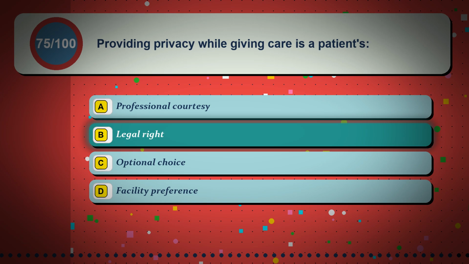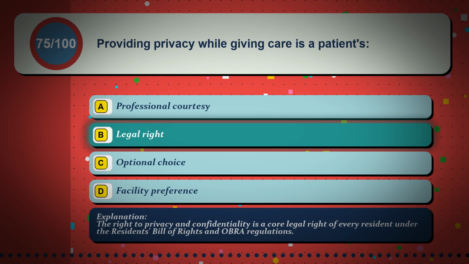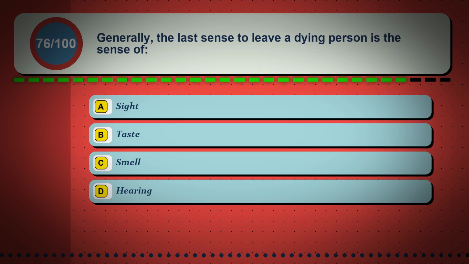The correct answer is option B, legal right. The right to privacy and confidentiality is a core legal right of every resident under the Residents' Bill of Rights and OBRA regulations. Question 76.